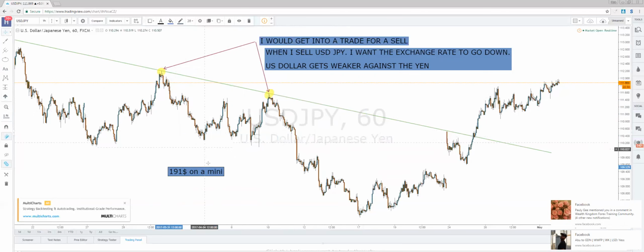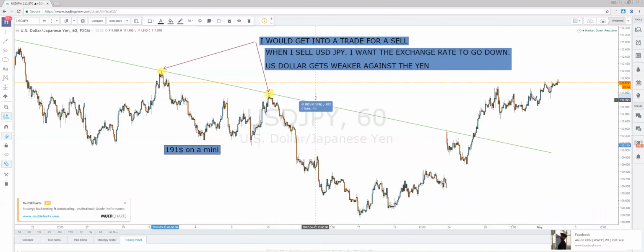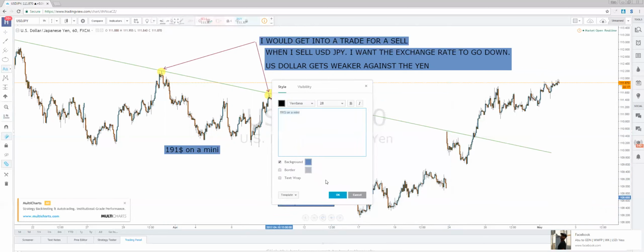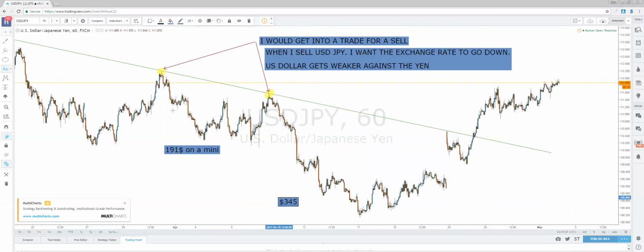Right here, let's do this other one. Let's see how much you'd have caught if you had caught this drop right here. This is 345 pips. 345 pips on a mini, that's $345. That's over 500 US dollars you could have made, just like that. Do you guys see this?